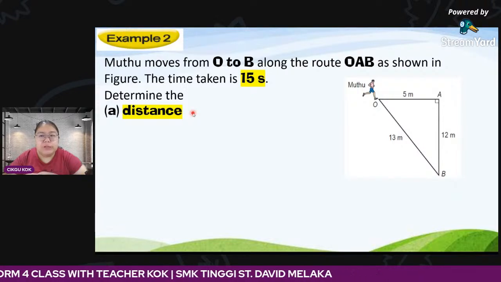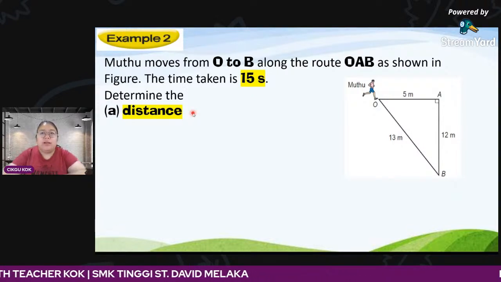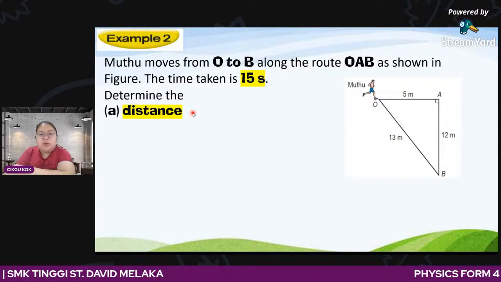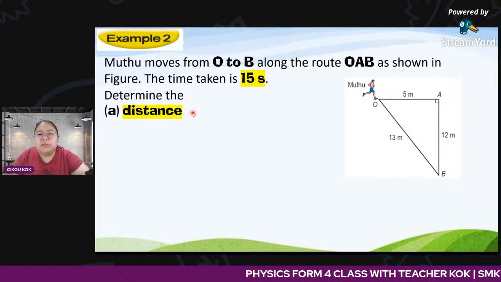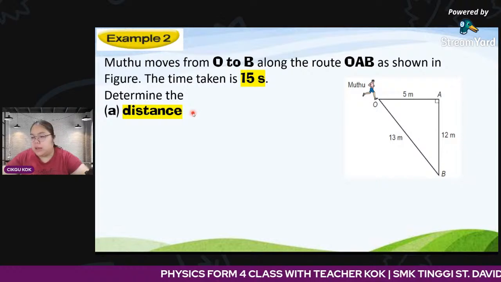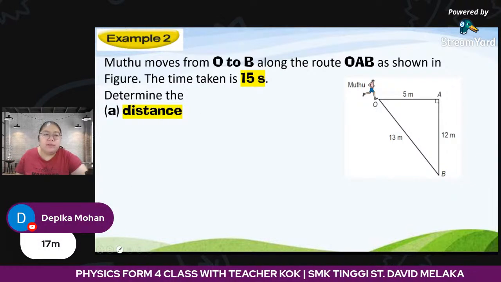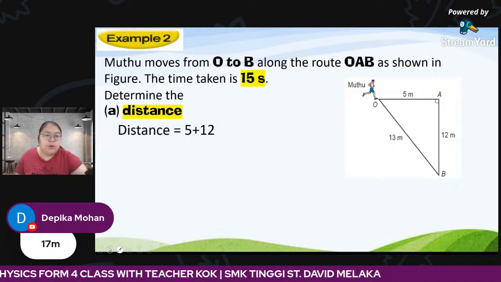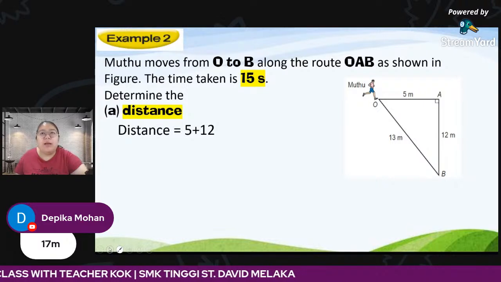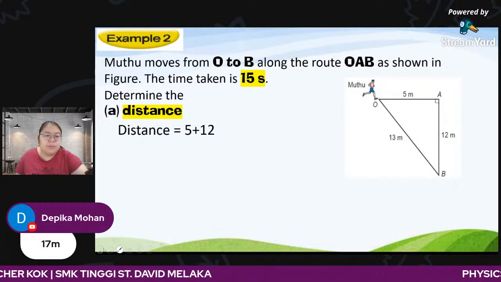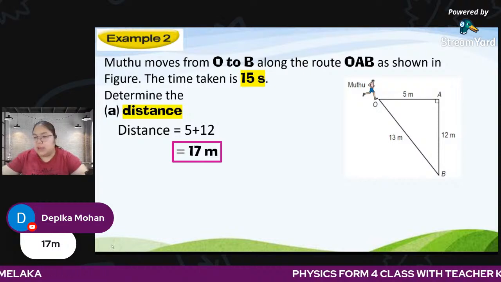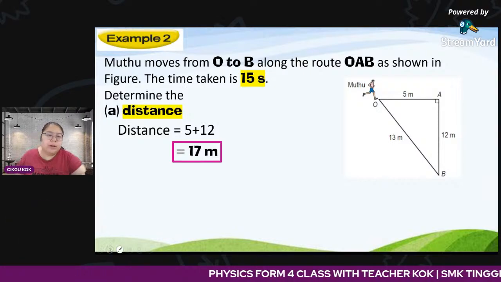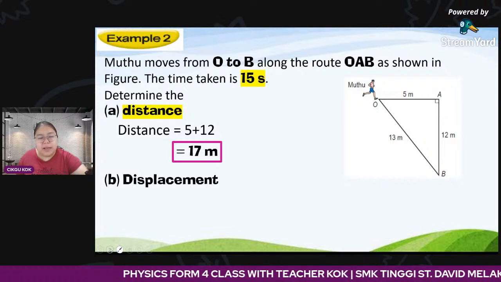Okay, distance, we just see the diagram, then we understood already, is it? So distance has no direction, and it is also the long way. So 17, okay. Deepika gave me 17. So we just show distance is 5 plus 12, so it becomes 17 meter. Okay, meter, must put the meter. Then we continue with the displacement.